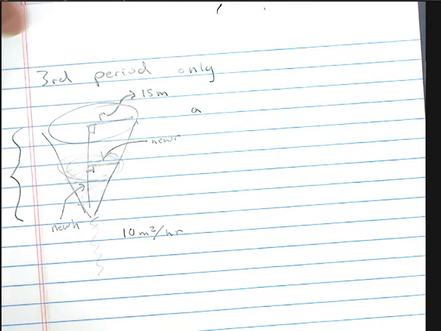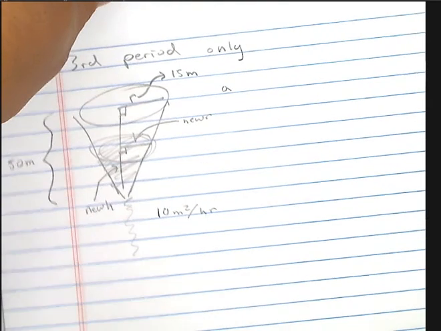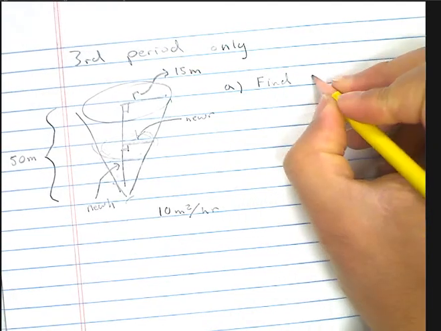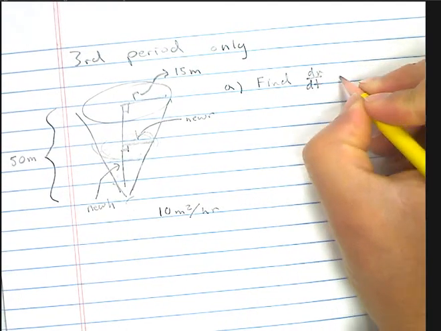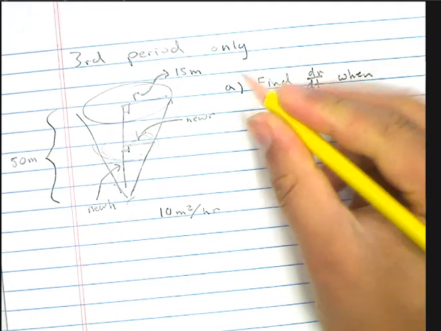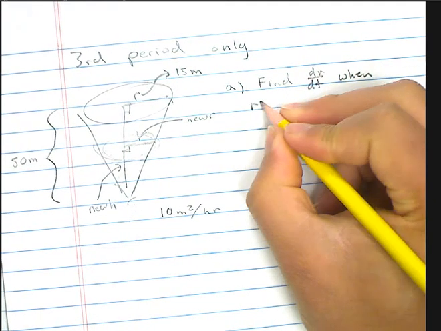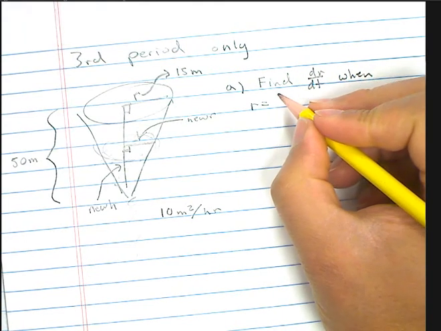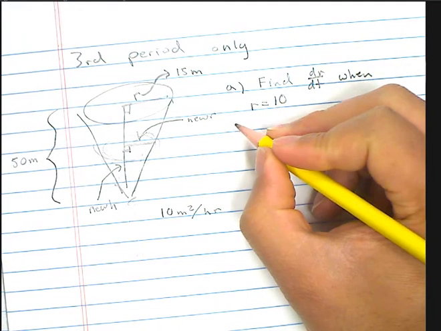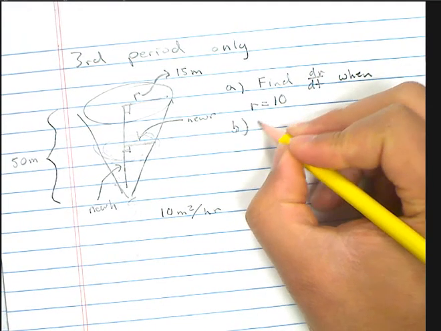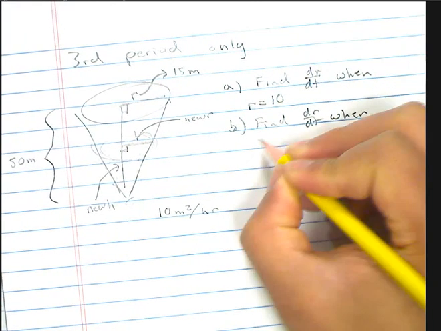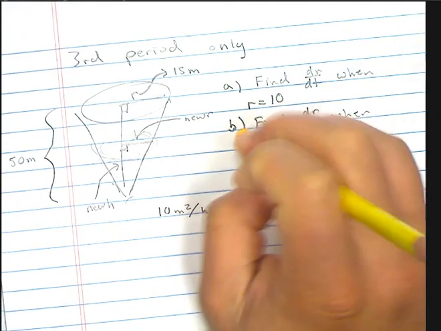Okay. So there's the scenario, and the questions are: a, find dr dt when r equals, let's do r equals 10. b, find dr dt when h equals 10.